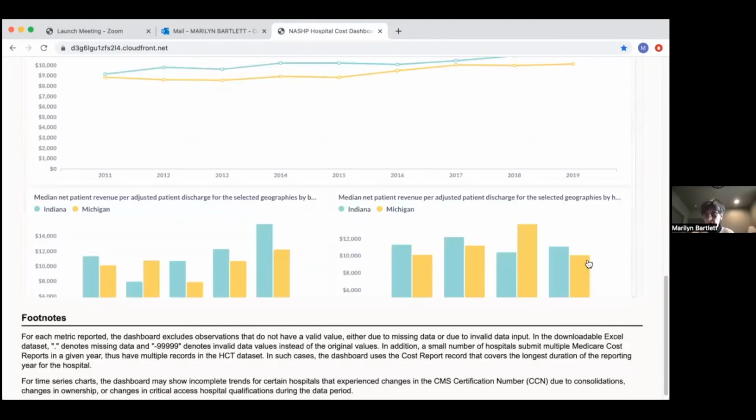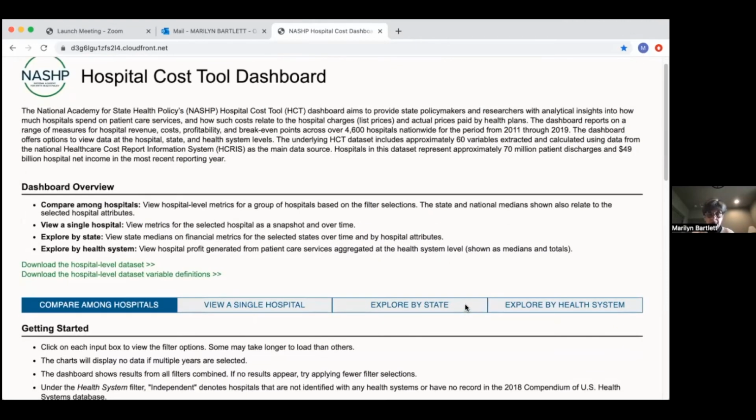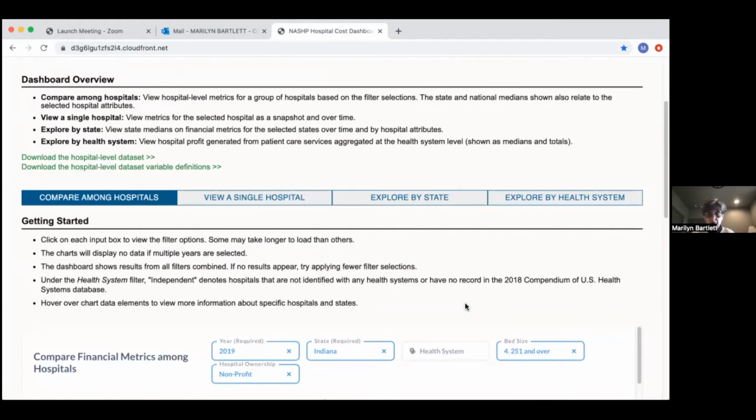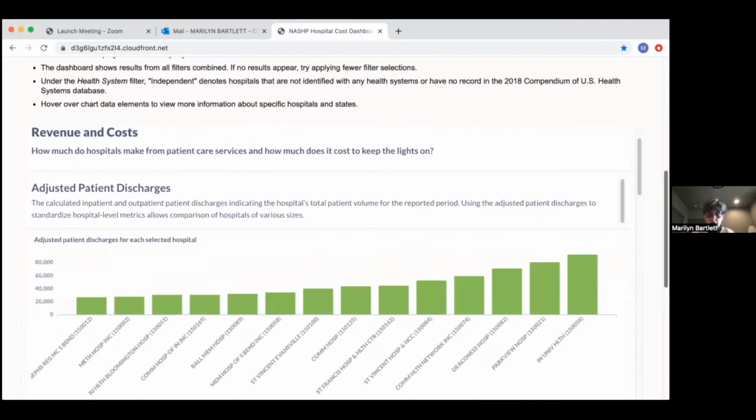So let's jump over and let's compare hospitals. And at this time, I had pre-populated this. We're going to look at 2019 for Indiana, and we're going to look at their nonprofit hospitals that were 251 plus bed size, because we saw those bar graphs kind of jump out there. So let's take a look at what that data will show us.